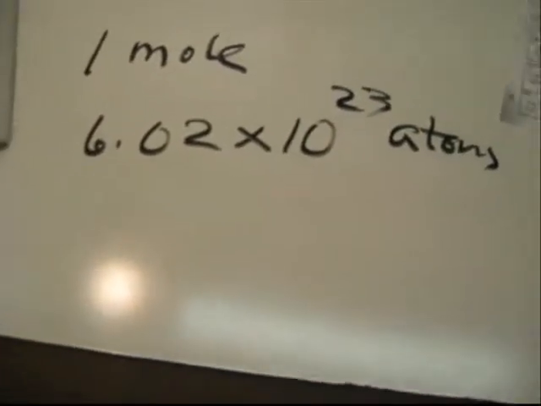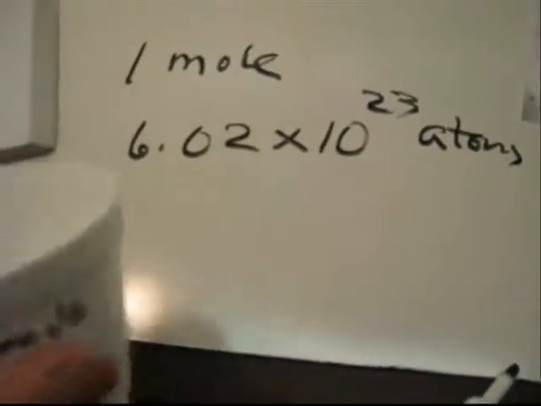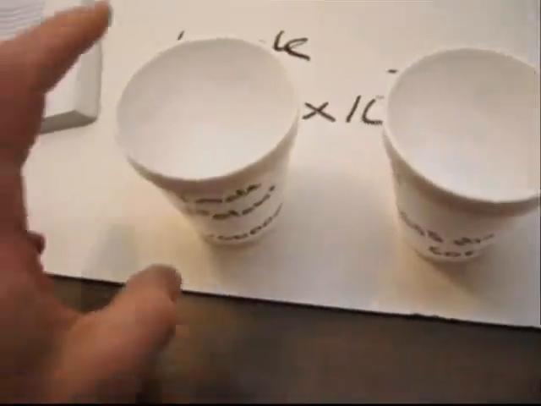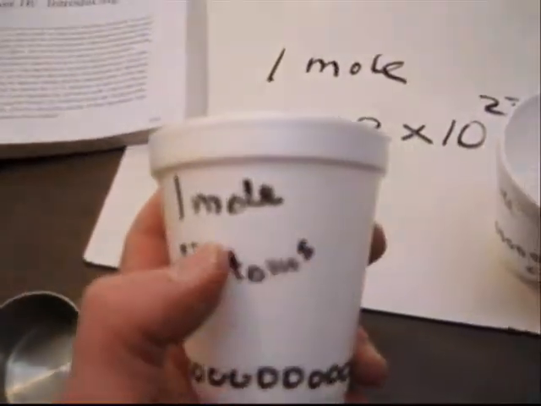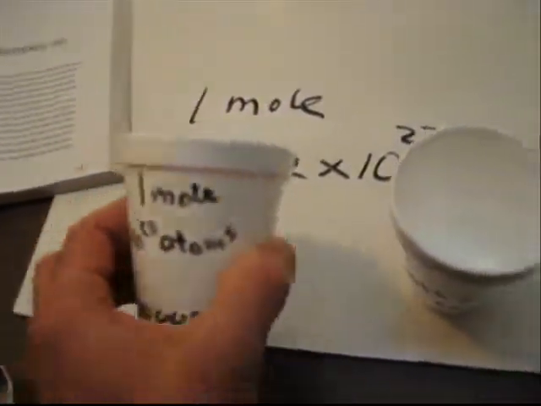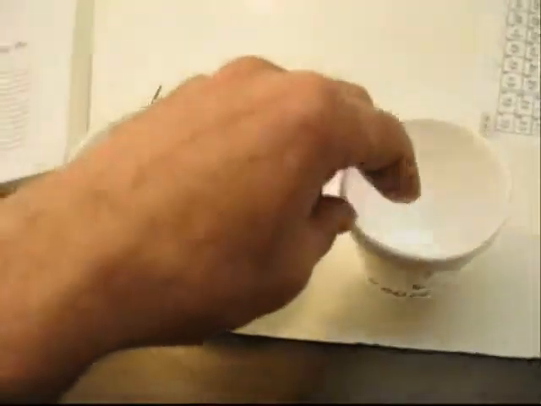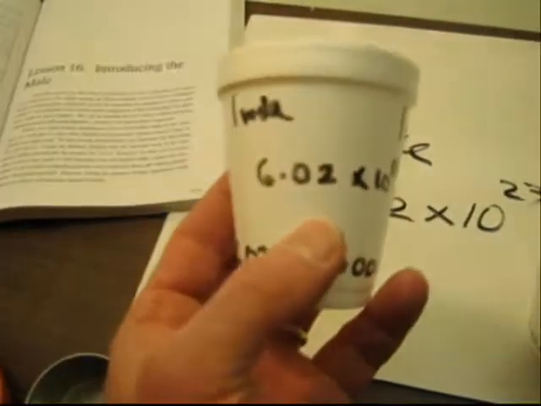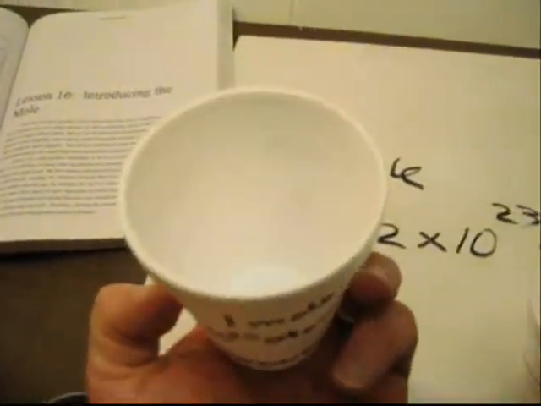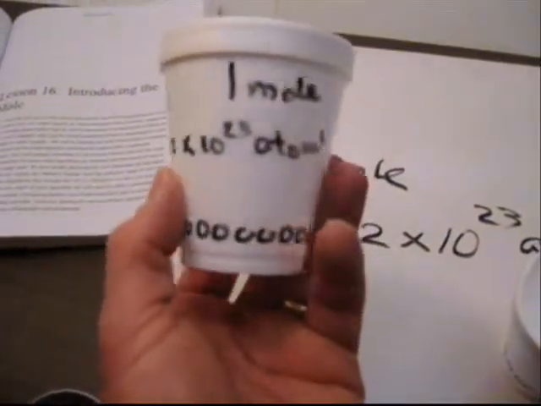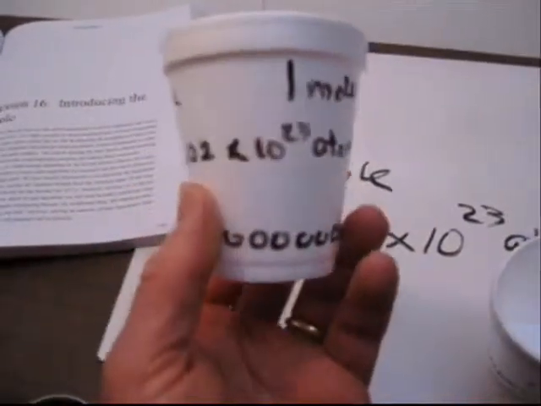A way to help your students visualize that is we're going to use some styrofoam cups, and each of your students will need 2 cups. Have them write on those cups 1 mole, and have them write it several times, 1 mole on each cup, and then also have them write Avogadro's number, so that they'll know that when this cup is full of whatever we put in it, we're going to have the 6.02 times 10 to the 23rd atoms of that ingredient.